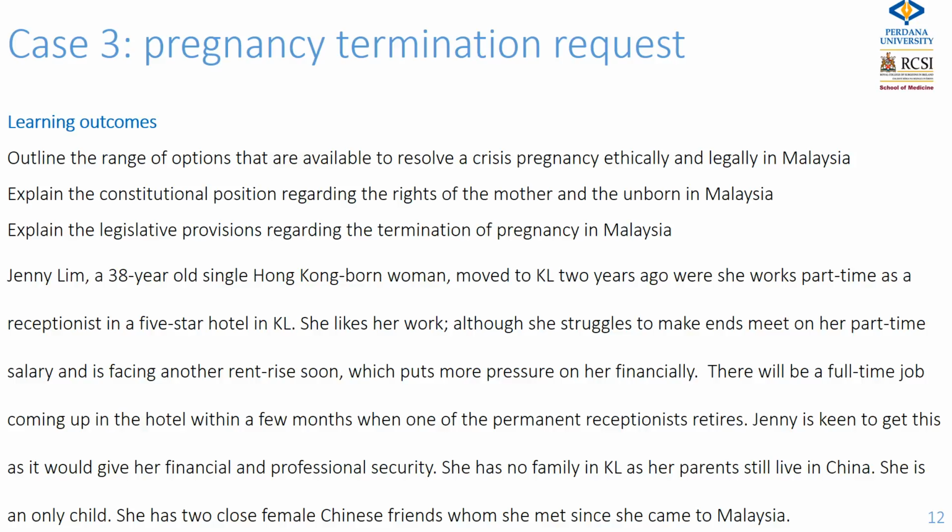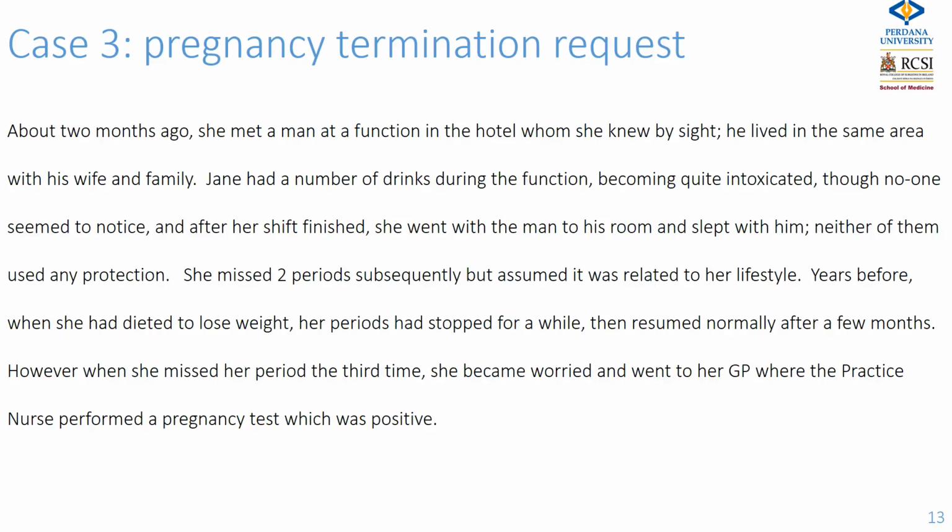She has no family in Kuala Lumpur. Her parents still live in China. She's an only child. She has 2 close female Chinese friends whom she met since she came to Malaysia 2 years ago. About 2 months ago, she met a man at a function in the hotel whom she knew by sight. He lived in the same area where the hotel is with his wife and family.